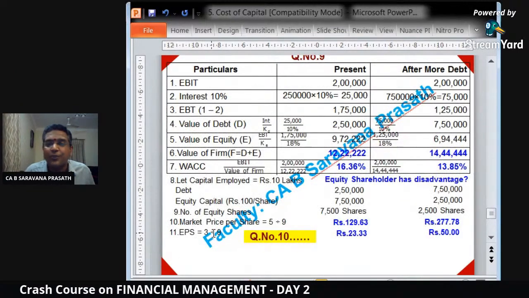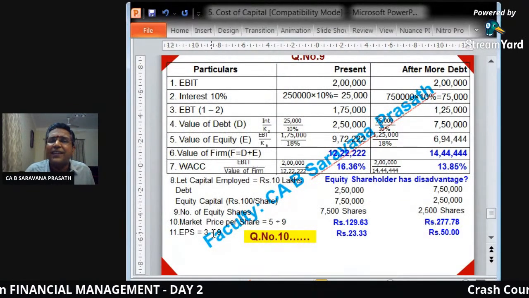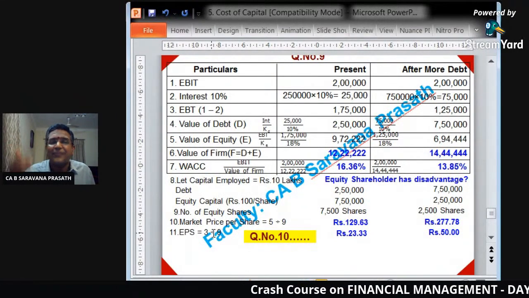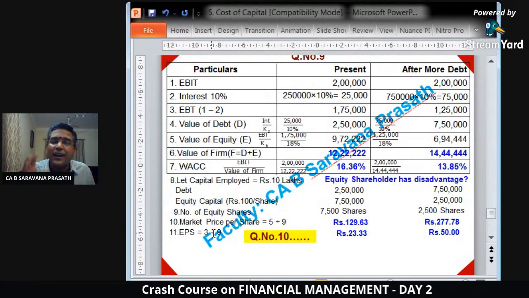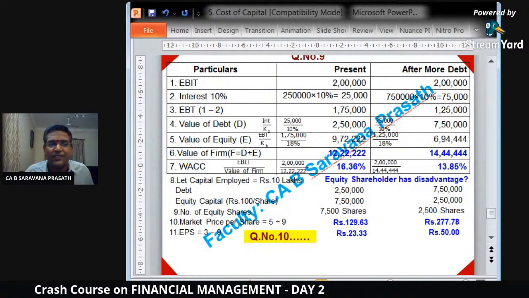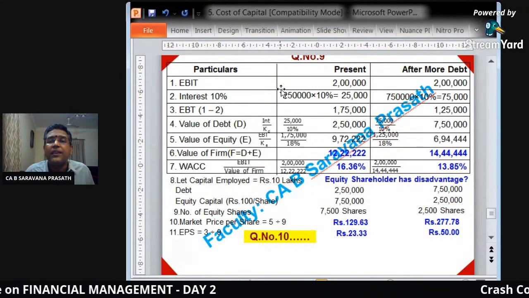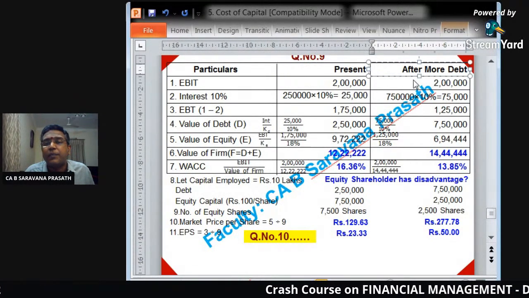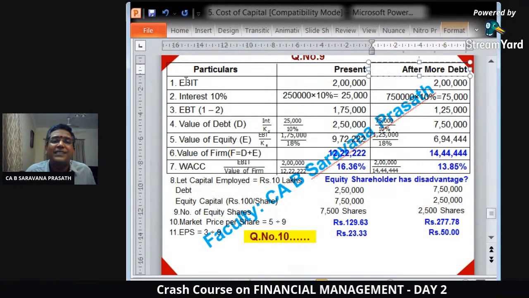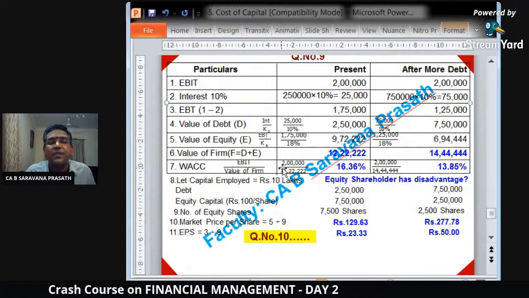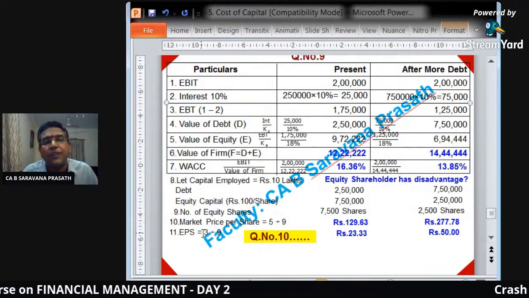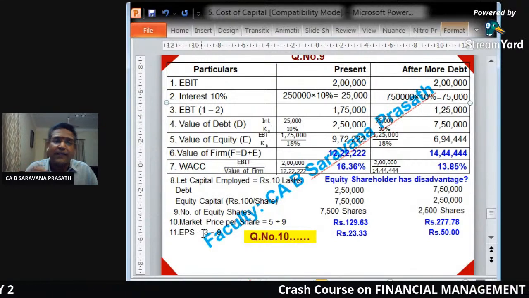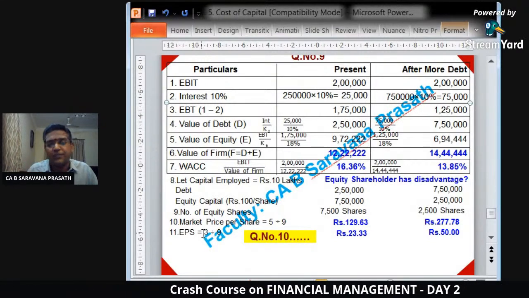Now let's look at the solution. Up to whatever is available in the table before you, that is the solution. After that, I have some extra analysis to help you understand the proper perspective of this theory. The calculation is split into two situations. Present situation compared with proposed, that is more debt. First 3 lines, profit statement, EBIT minus interest is equivalent to EBT. We then calculate the value of debt, value of equity, and also value of the firm.